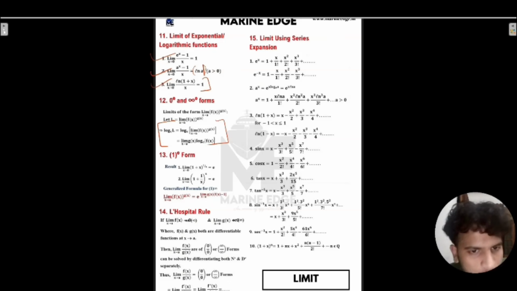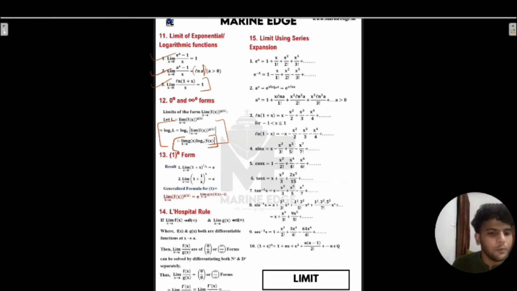Take a limit, just take the log of it and then solve them separately. So now they will be sorted out as two functions, that is f(x) and g(x). You have to sort them out by finding out the limits and then multiplying them by each other. That is 1 to the power infinity form, limit of (1 plus x) to the power 1 by x is equal to e, limit of (1 plus 1 by x) to the power x is equal to e.